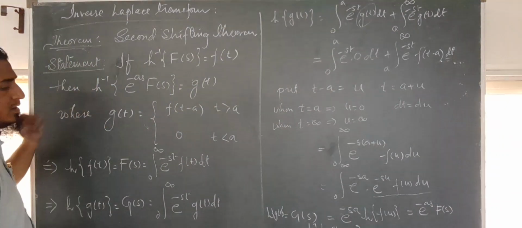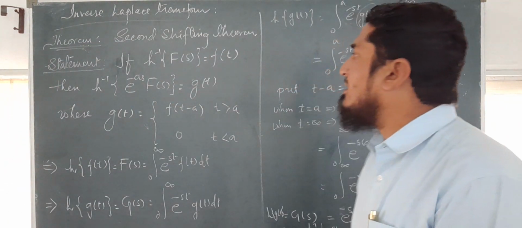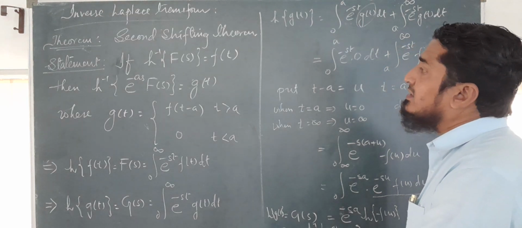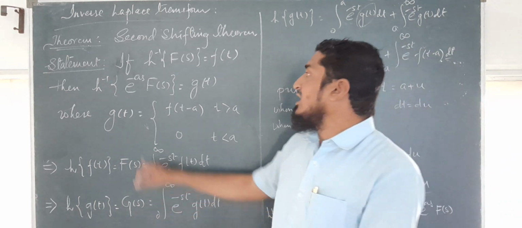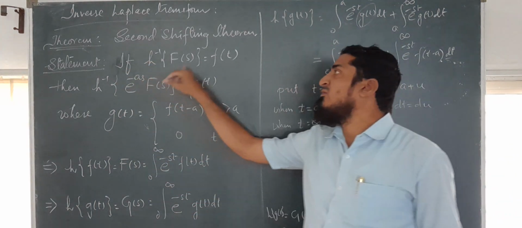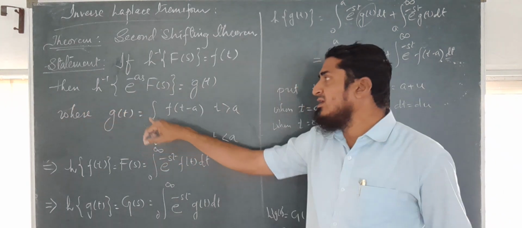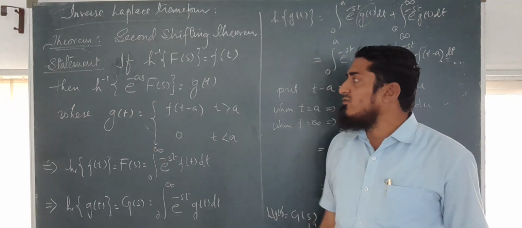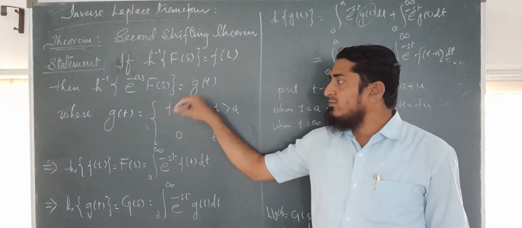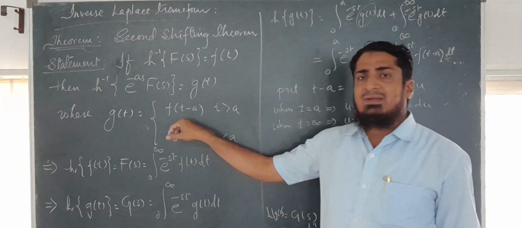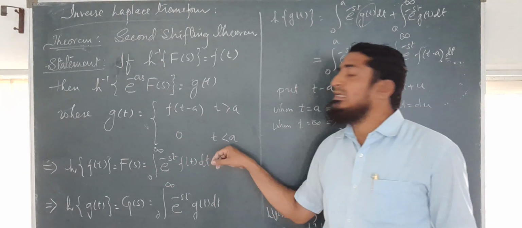So we have completed our second shifting theorem, in which the statement is as follows: if the inverse Laplace transform of f of s is equal to f of t, then prove that the inverse Laplace transform of e raised to minus as f of s is equal to g of t, where g of t is equal to f of t minus a whenever t is greater than a, and 0 whenever t is less than a.